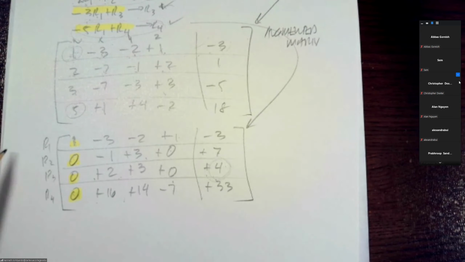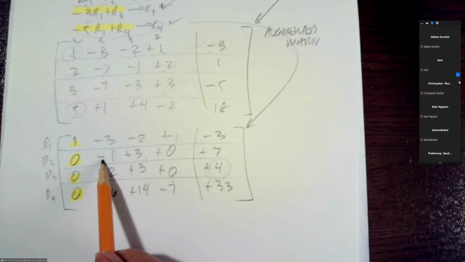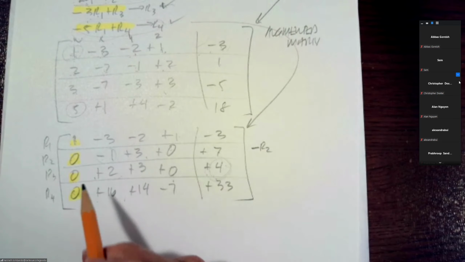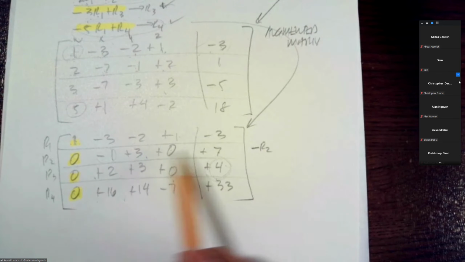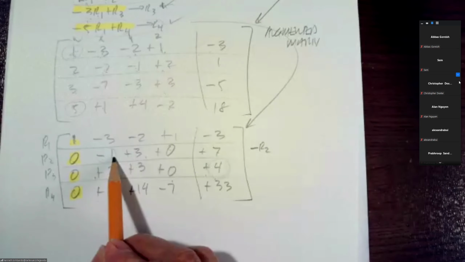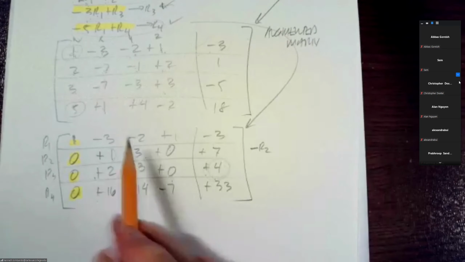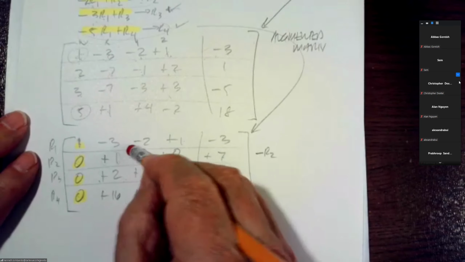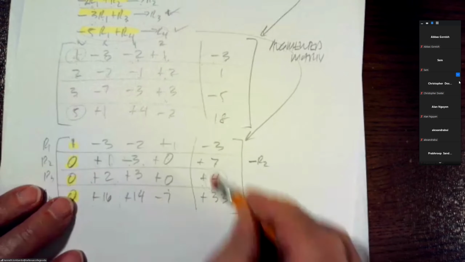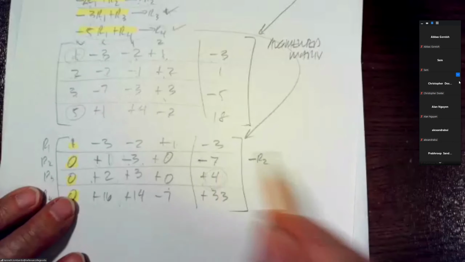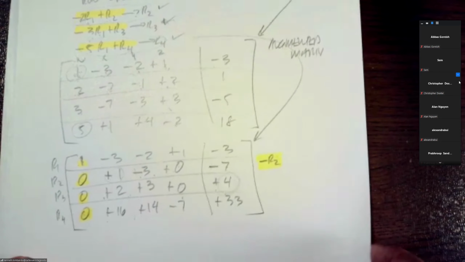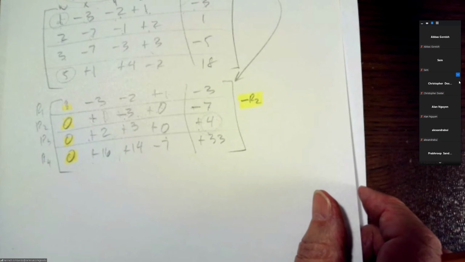Now we want this to be a positive one, don't we? So if we take this negative row 2, we operate on row 2 with a negative, we'll get 0. This -1 will become a positive 1. This positive 3 will result in a -3. 0 will remain the same, and the positive 7 will be a -7 as a result of that. Okay. Questions?